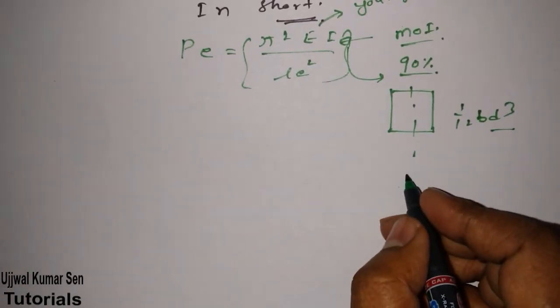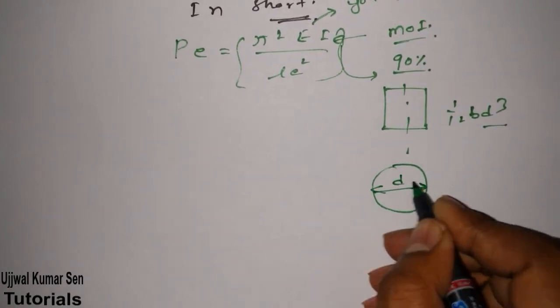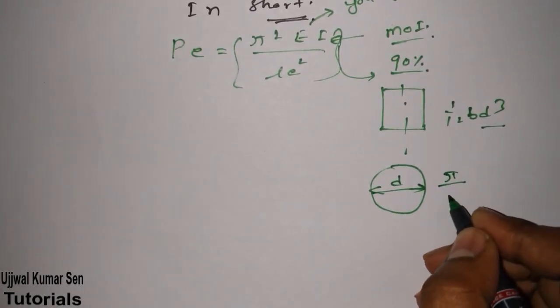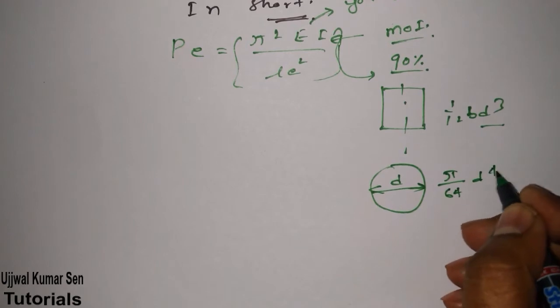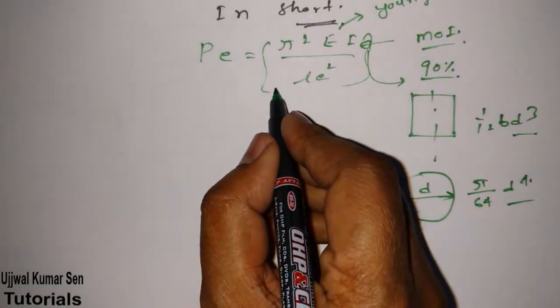Another thing is the circular cross section. Suppose that this is the diameter, then its moment of inertia would be pi by 64 d to the power 4, and the polar moment of inertia is pi by 32 d to the power 4, right? That is denoted by J. That is a different thing. Now this is the formula basically.